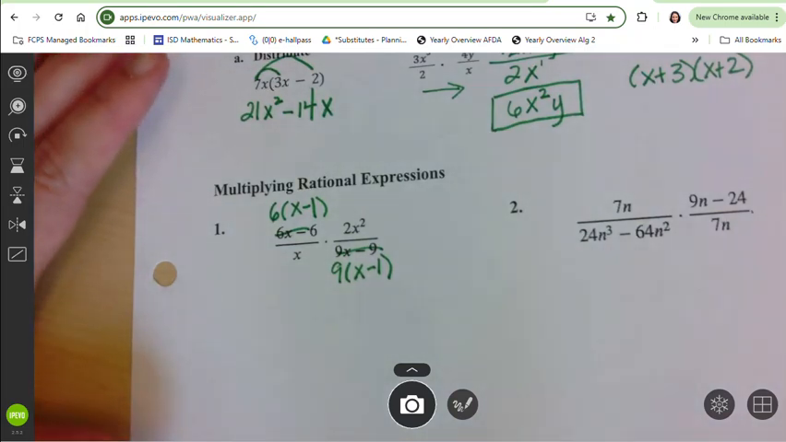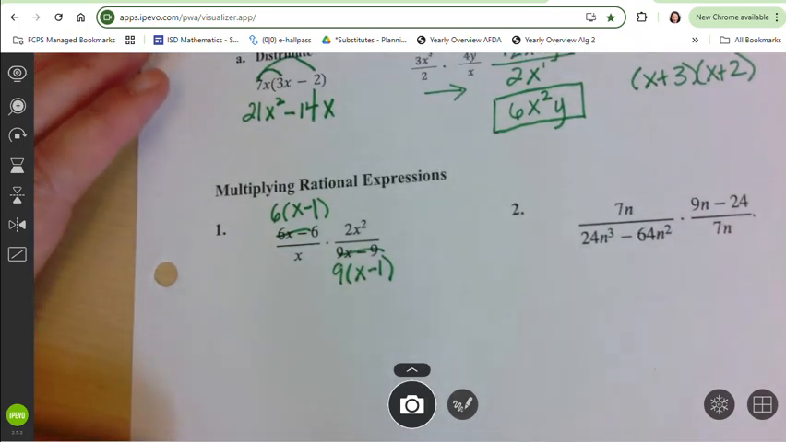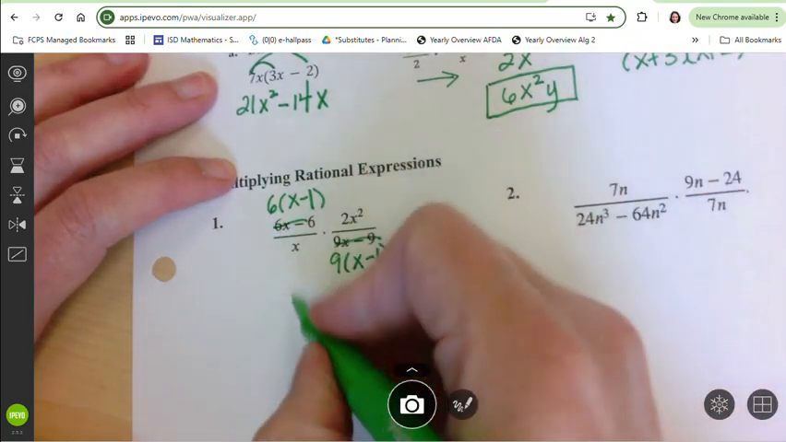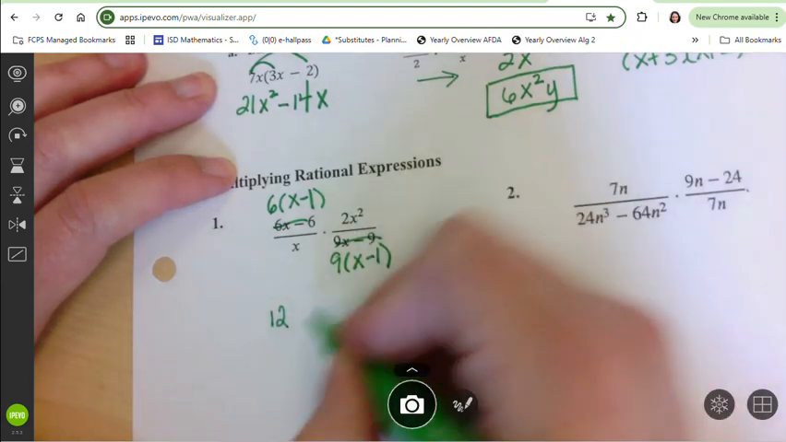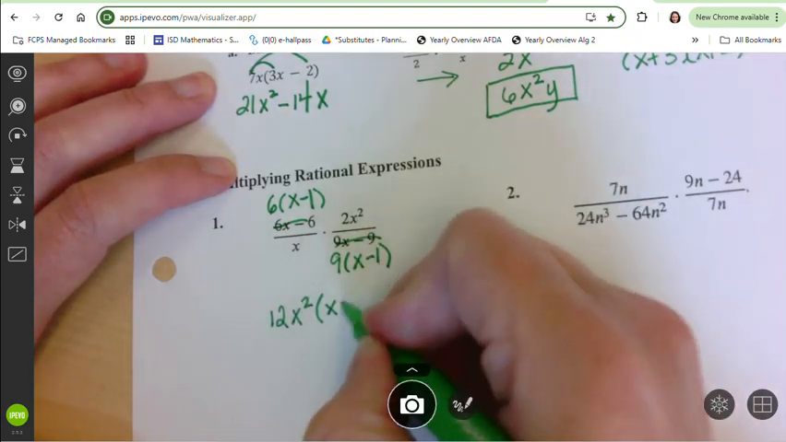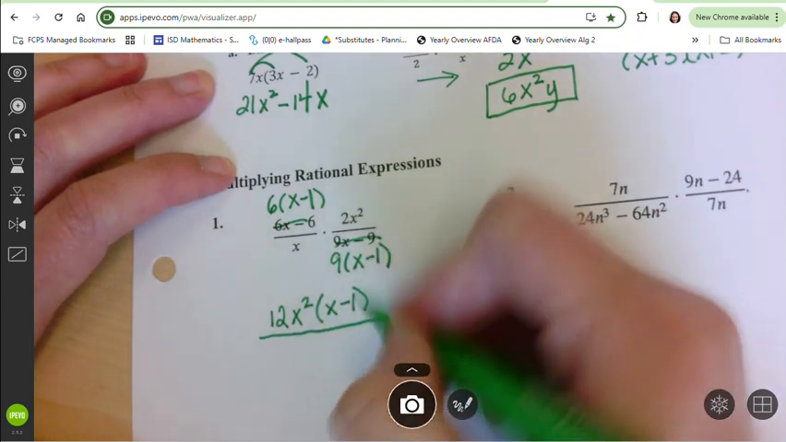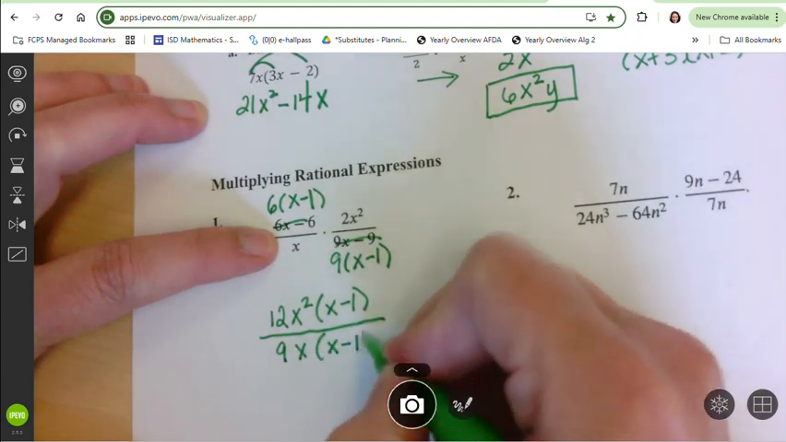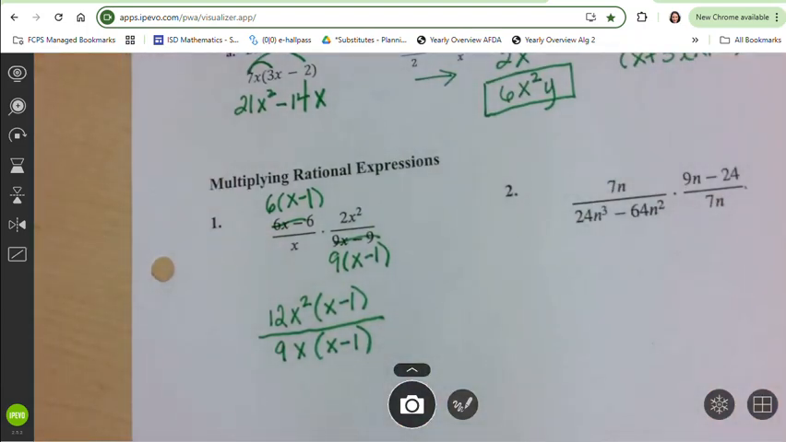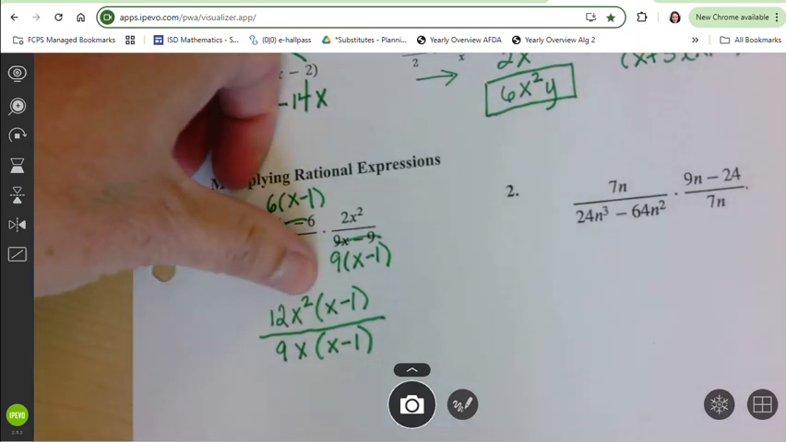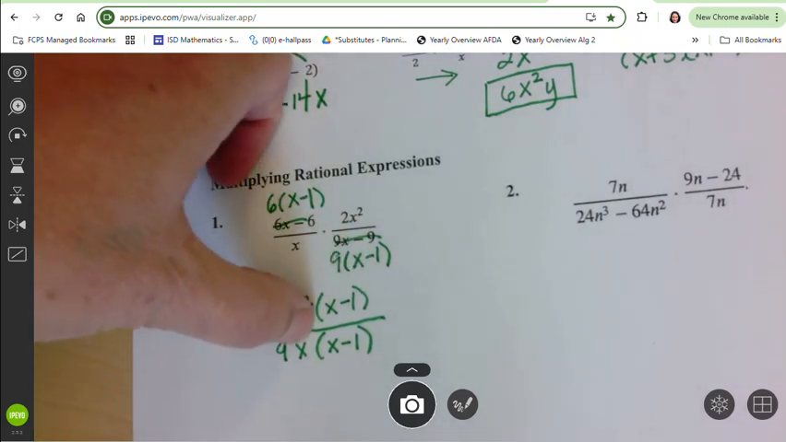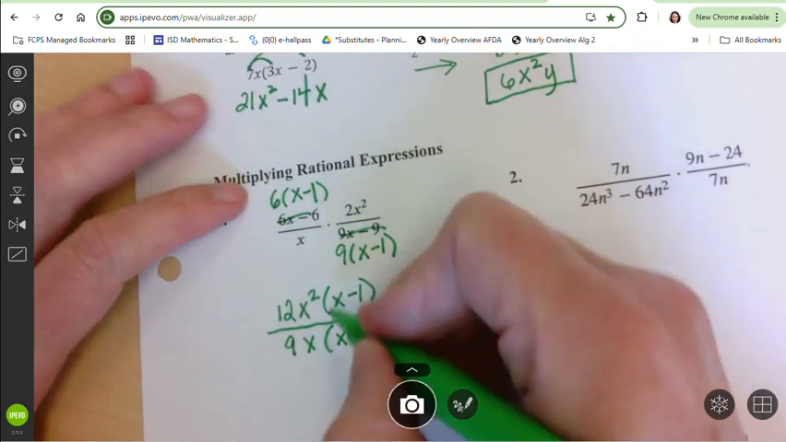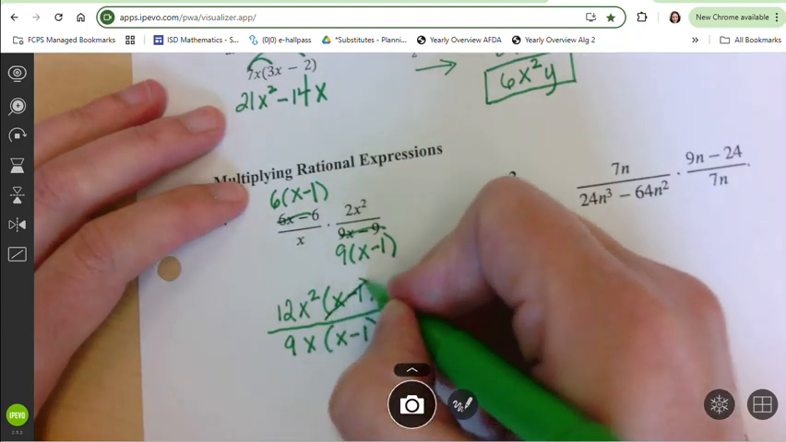All right, so now the top has 3 different factors. The bottom has 3 different factors. So on the top, I have 6 times 2, that's 12. I have x squared, and I have x minus 1. On the bottom, I have 9x, and I have x minus 1. Okay, 12 times x squared times x minus 1, over 9 times x minus 1. Because these x minus 1s are being multiplied by everything else, and because division undoes multiplication, you can cancel these.